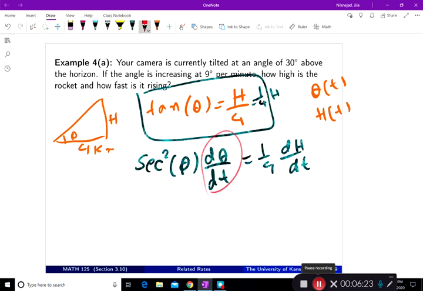So let's calculate all these. First of all, 30 degrees is equal to pi over 6, so that one is settled. Then what is secant? Secant is 1 over cosine. Cosine of pi over 6 is equal to square root of 3 over 2. That one's good. What else do I need? I need to convert 9 degrees into a value. 180 degrees is pi.